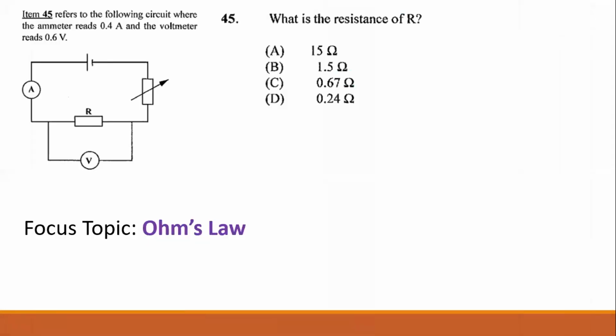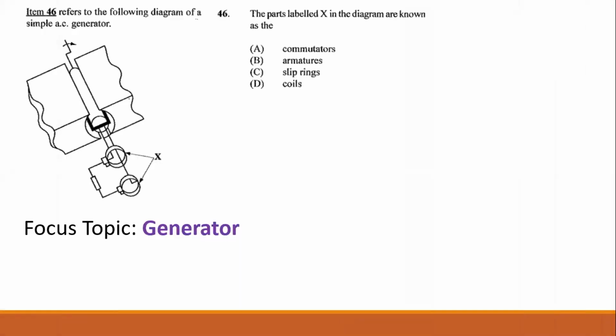Item 45 refers to a circuit where we have an ammeter reading 0.4 amperes and the voltage is 0.6 volts. Now we're asked to calculate resistance. Now we know that Ohm's law says that voltage is equal to current times resistance. So we transpose for R, which will give us the voltage divided by the current, and that gives us 1.5 ohms, which is B.